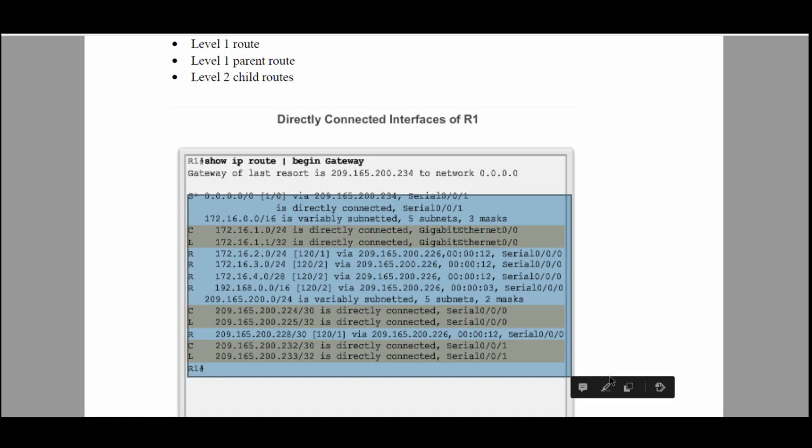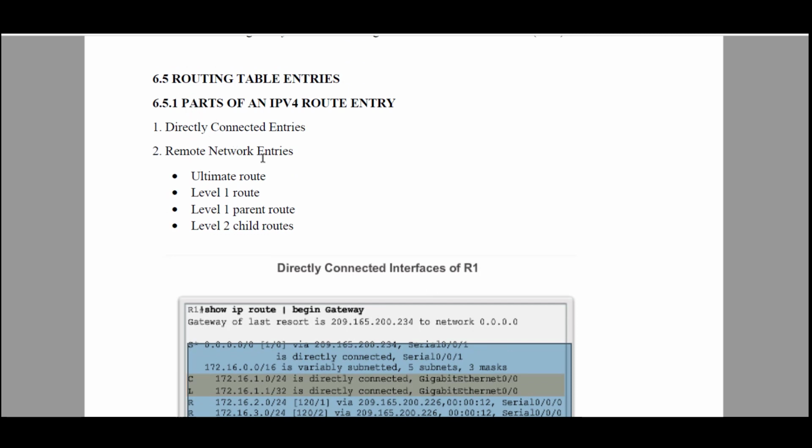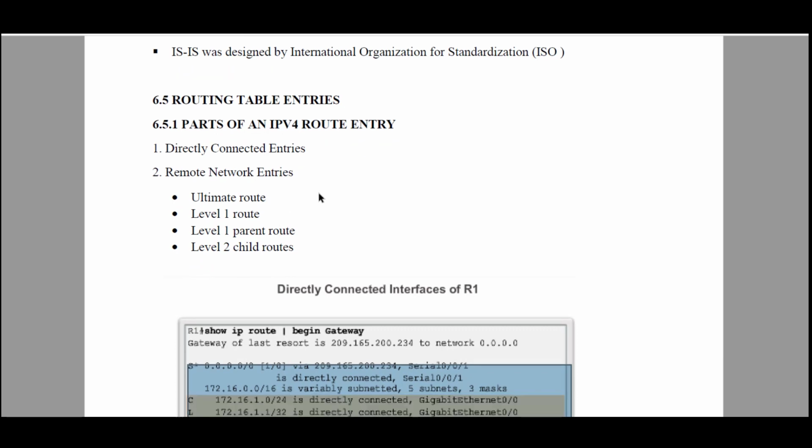So in a routing table, what are all the different types of entries available? Or we can say different types of paths, or different types of routes available in a routing table. This is what we are going to study. This is an important long answer question: explain the different types of routes or different types of routing table entries.